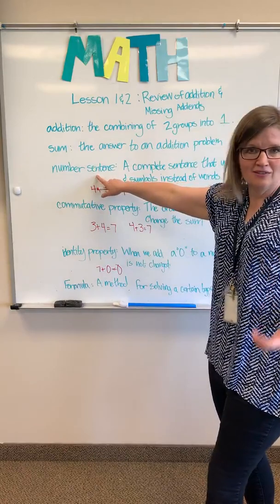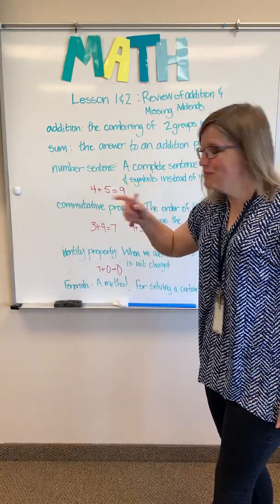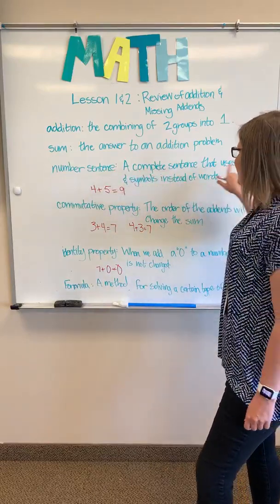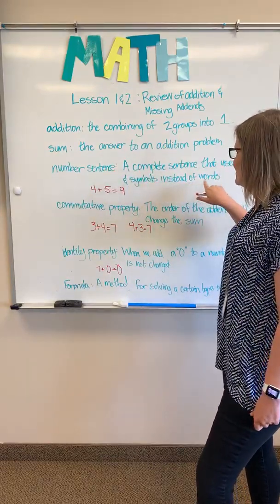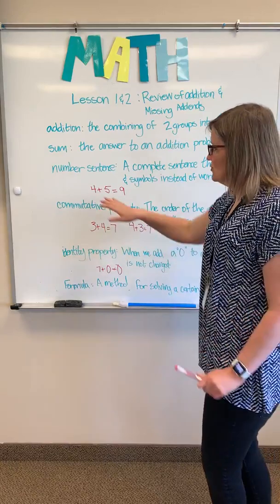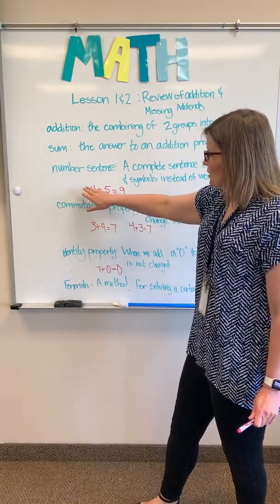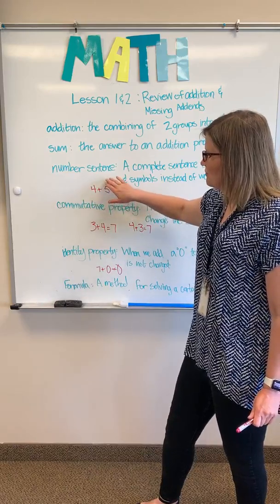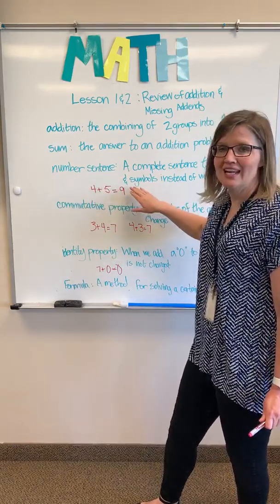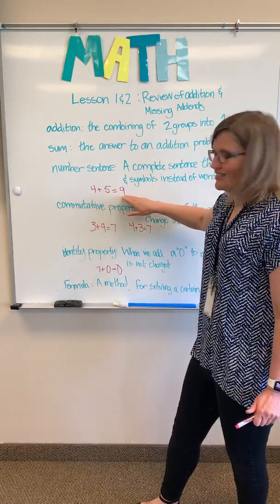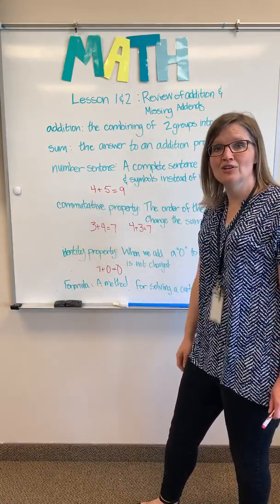Our next piece of vocabulary is a number sentence. This is a complete sentence that uses numbers and symbols instead of words. So you could have, there were 4 boys and there were 5 girls, and overall we had 9 kids at the party. But we can write this in a number sentence rather than using words.